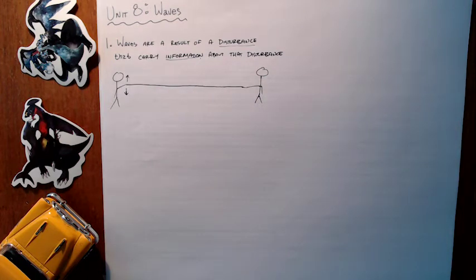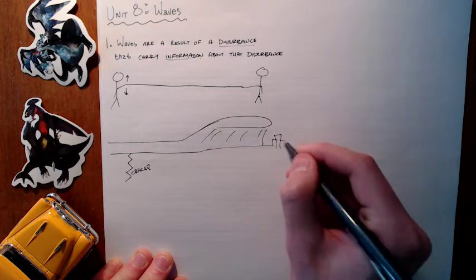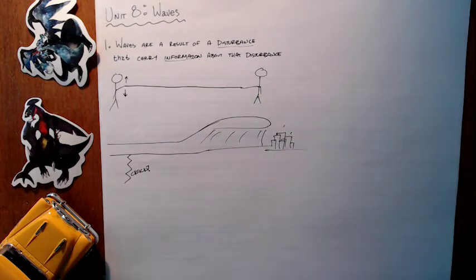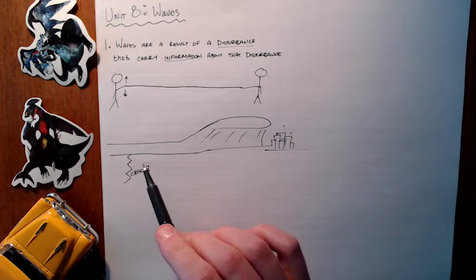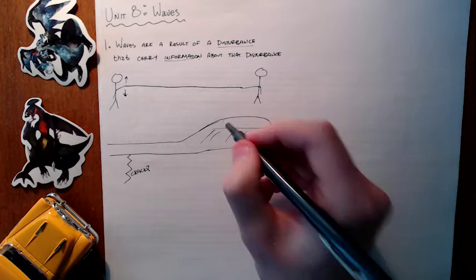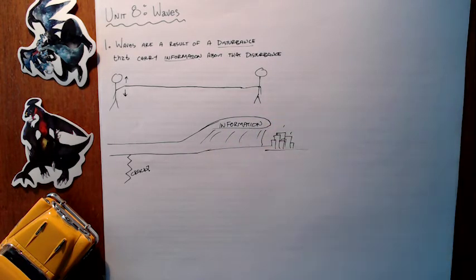Another example that kind of fits this definition are tsunamis. Tsunamis are giant ocean waves created by earthquakes far out in the ocean. The earthquake causes a disturbance that creates a wave, and that wave is carrying information about that earthquake. So if we study the tsunami, maybe we can figure out something about the disturbance or something about the earthquake. And that kind of brings us to our second definition here.